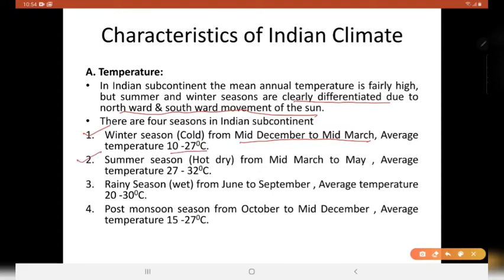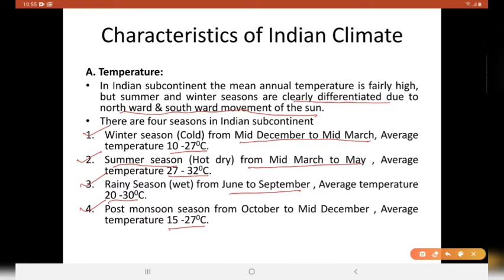The second season is the hot season, which is also known as the summer season. It extends from mid-March to May, and the average temperature of this season remains between 27 to 32 degrees centigrade. The third season is the rainy season or wet season, which extends from June to September, and the average temperature remains between 20 to 30 degrees centigrade. And the last one is the post-monsoon season, which extends from October to mid-December, and the average temperature remains between 15 to 27 degrees centigrade.